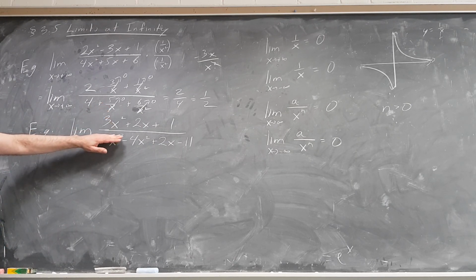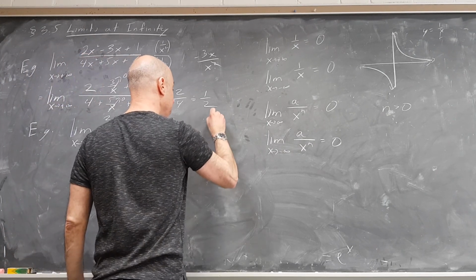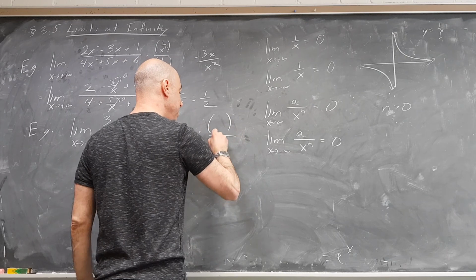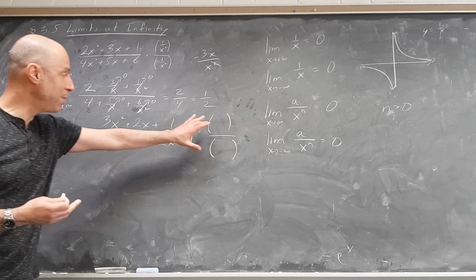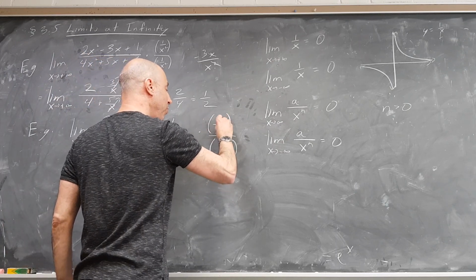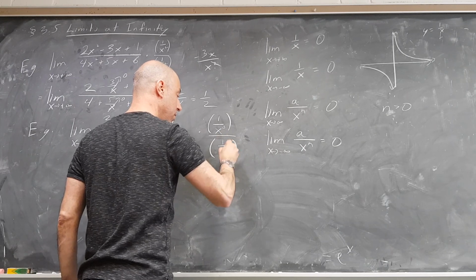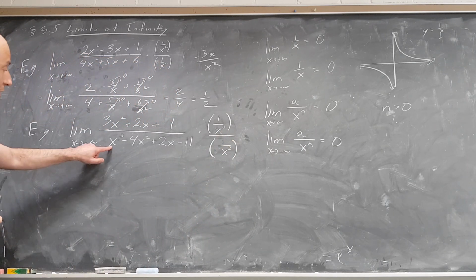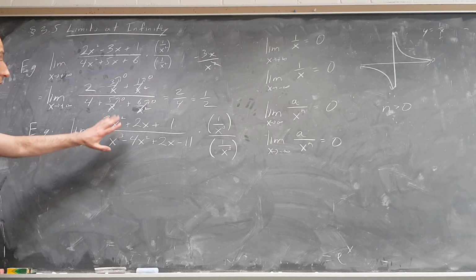I'm going to take 1 over the largest power of x in the denominator here. So I have to multiply by the same thing on the top and on the bottom. Otherwise, I'm changing something. You can only multiply by 1 without changing something. So it has to be the same on the top and the bottom. I'm going to multiply by 1 over the largest power of x in the denominator. The largest power of x in the denominator is x cubed. I'm going to multiply by that. And let's see what happens.